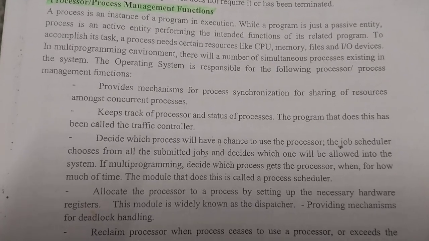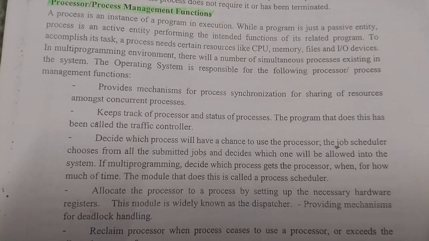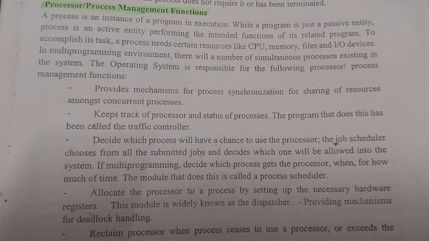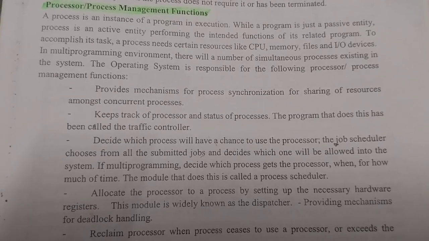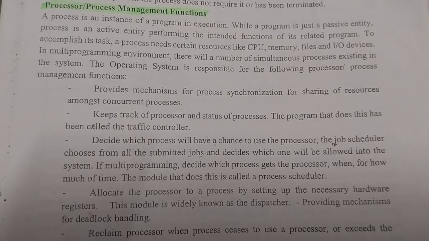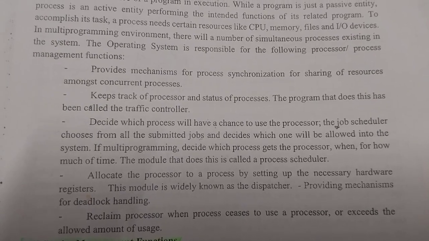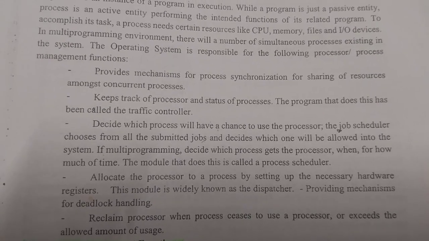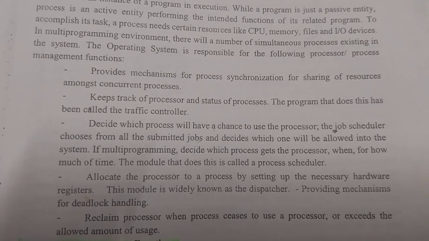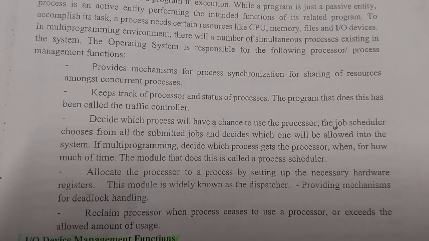The operating system is responsible for the following process management functions. Provide the mechanism for process synchronization for sharing of the resources amongst concurrent processes. Keep track of the processor and status of processes. The program that does this has been called the traffic controller. Decide which process will have a chance to use the processor.